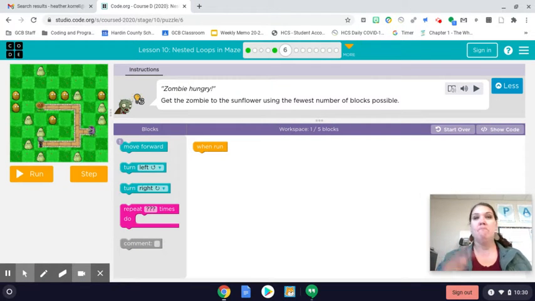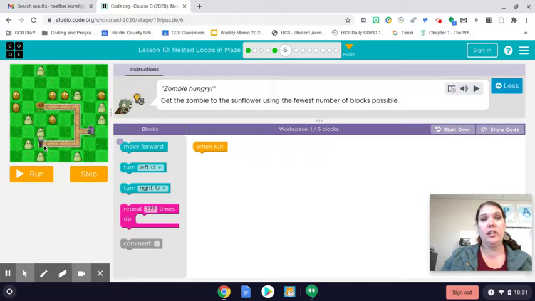Now, once you continue to level 6, it's actually going to switch from B to Plants vs. Zombies. Don't ask me why. It's just the way it was written. So in this one, you're going to continue to use your nested loops, okay? Thinking about your zombie, how many times does he have to move forward? When does he need to turn? And how many times is that going to need to repeat in order to get to the sunflower?